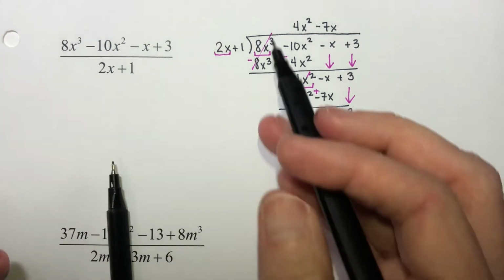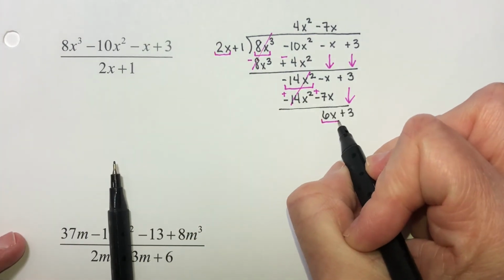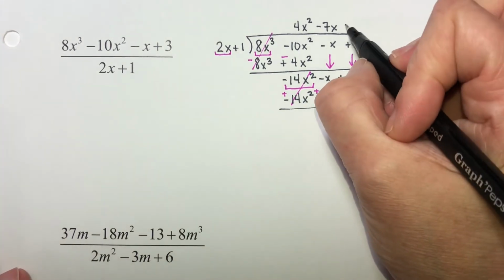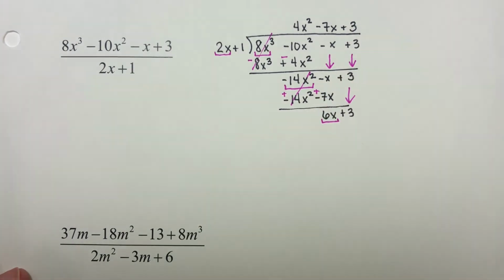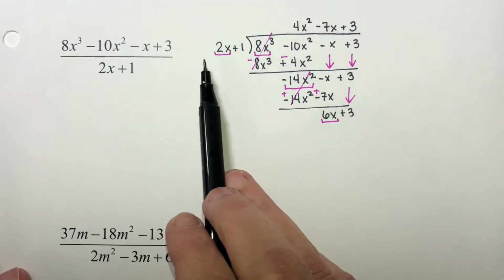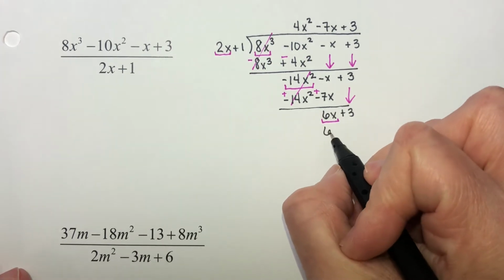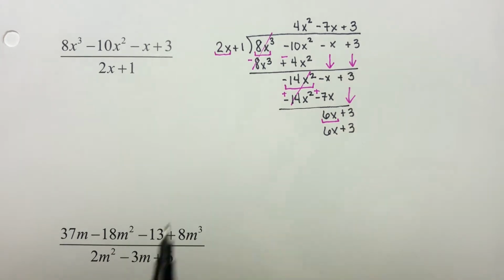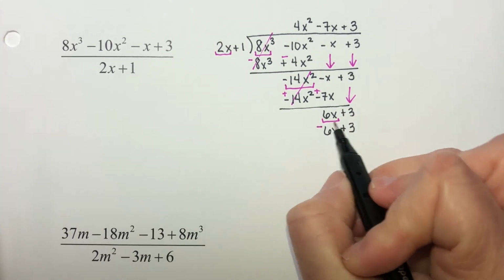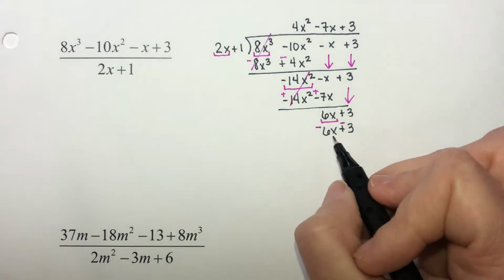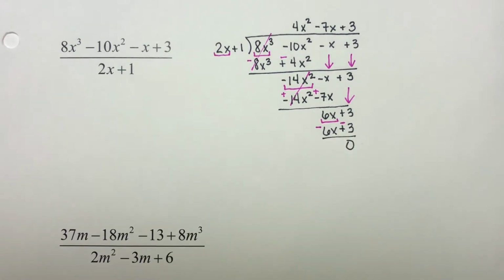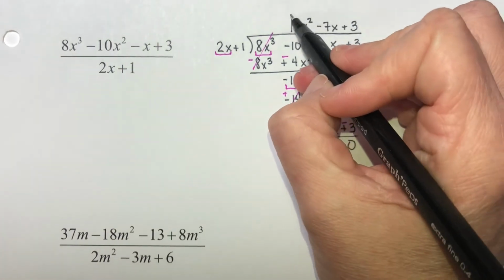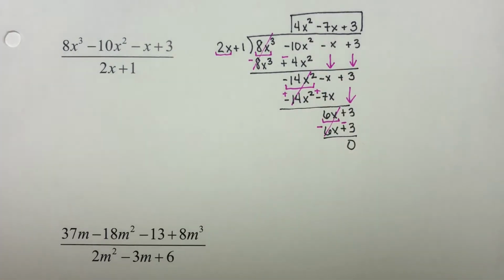All right, one more time. 2x needs to become 6x. The x is already correct. To change the 2 into a 6, I need to multiply by a positive 3. So positive 3. 3 times 2x is 6x. 3 times 1 is 3. Change your signs. Everything cancels out here, and you have a remainder of 0. Okay, so your answer, since we do not have a remainder, is this part up here.